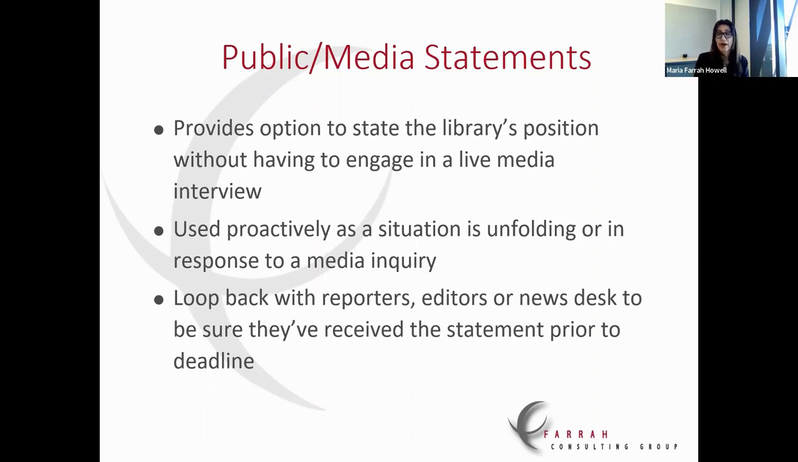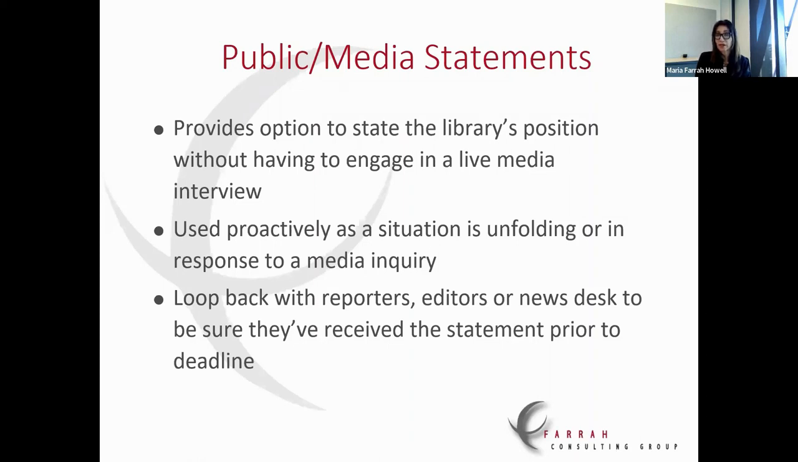You want to use it proactively. You can either send it out right as a situation is unfolding, or, if it's a big enough issue, like a safety issue, you can let people know what's going on proactively, or you can wait until a reporter says, hey, I got a call from a community member who alerted us that XYZ book is on the shelves. What do you have to say about that? So you can use that in both ways.